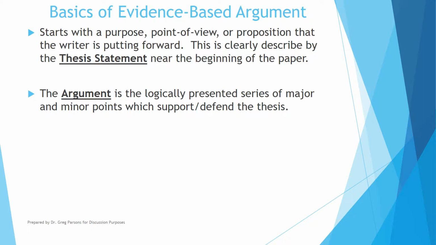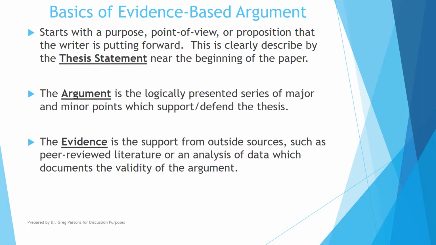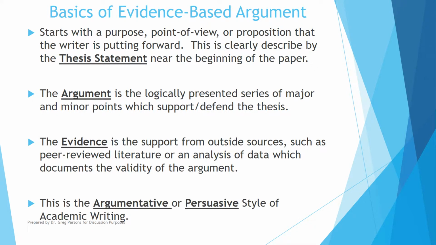The argument is then going to be based upon a series of major and minor points, supported by evidence, that's going to support the thesis statement. The evidence is going to come from outside sources. So, for example, we make use of peer-reviewed journal articles from peer-reviewed journals, or it might come from an analysis of some data that's been collected. So the evidence is going to be a variety of information that can be validated to support the argument. So all papers should have this in them. This is called argumentative, or sometimes called the persuasive style of academic writing. And generally this is what you'll be doing in your papers.